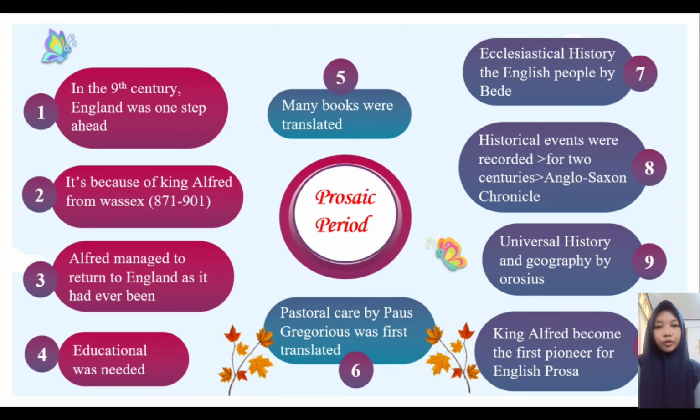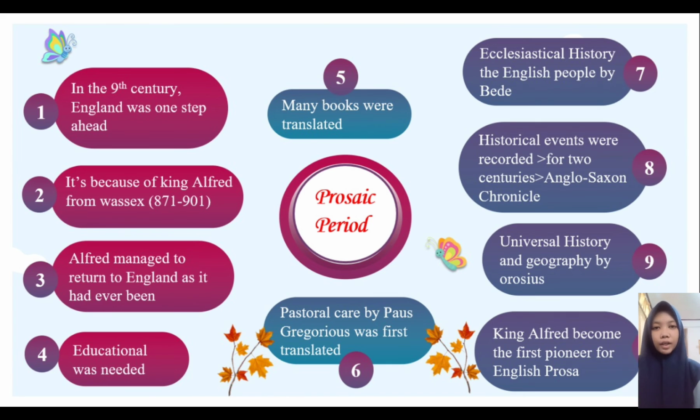And then number two, it was because of King Alfred of Wessex, who ruled from 871 until 901. So this British feat was achieved thanks to King Alfred, who ruled Wessex between 871 and 901. He sought to save the cultural products of the British people in Northumbria. However, this area and everything in it had already been destroyed.